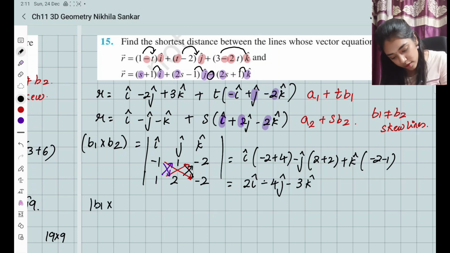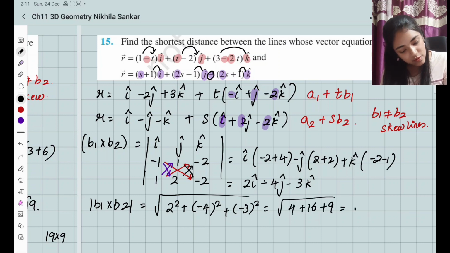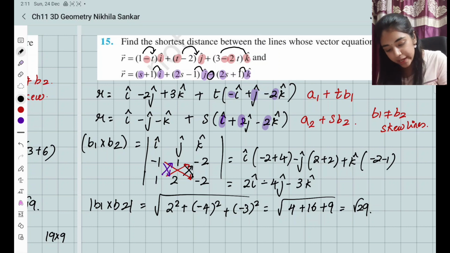Now magnitude of B1 cross B2 is going to be square root of 2 square plus minus 4 the whole square plus minus 3 the whole square. So square root of 4 plus 16 plus 9, which is going to be 16 plus 4 is 20, 20 plus 9 is going to be 29. So root of 29. Now I have to do A2 minus A1.